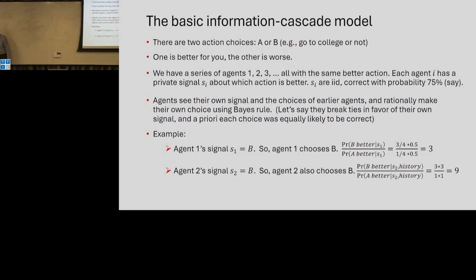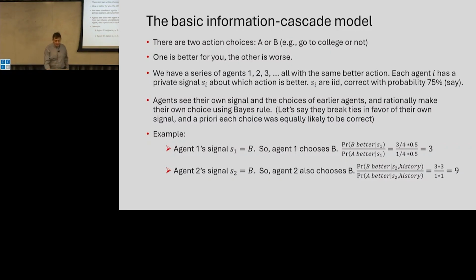So we have 2 B's, and each one's 3 times more likely. If really B was better, it'd be 3/4 times 3/4. If A was better, it'd be 1/4 times 1/4. So it's actually 9 times more likely B is better. You're going to go with B. Nothing surprising. And the signals are IID. The signals are IID. Yep.